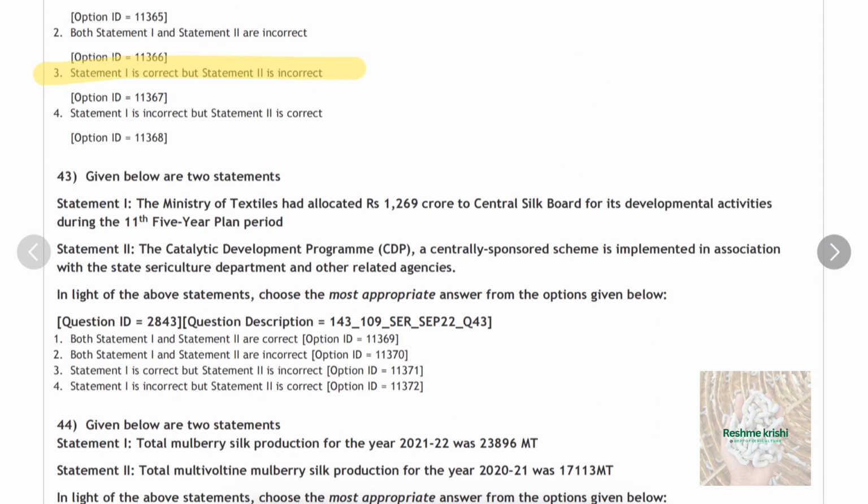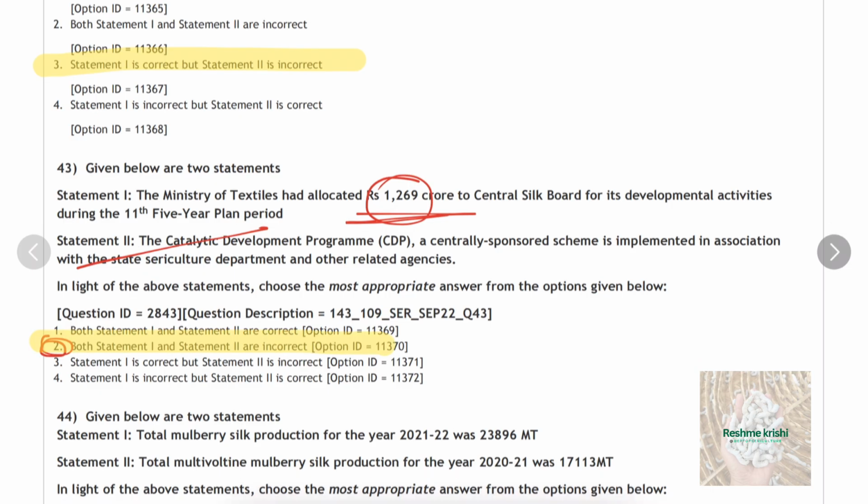Given below are two statements. Ministry of Textiles. See, for this particular thing, I have not got any proper data to back that it was given 1,269 crores to Central Silk Board for development activities. There will be a fund, but I did not have much information on this. But the Catalytic Development Programme, a centrally sponsored scheme, is implemented in association with State Sericulture Departments and other related agencies. This is true. So statement 2 is correct and statement 1 is incorrect. Right, option B.